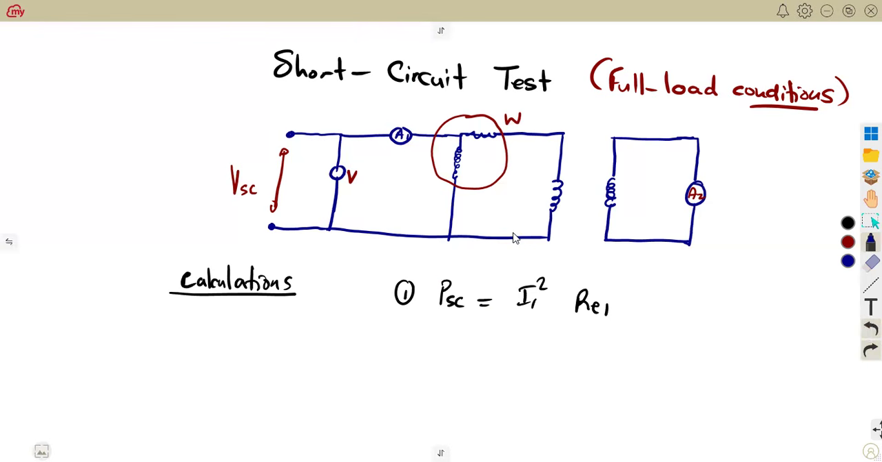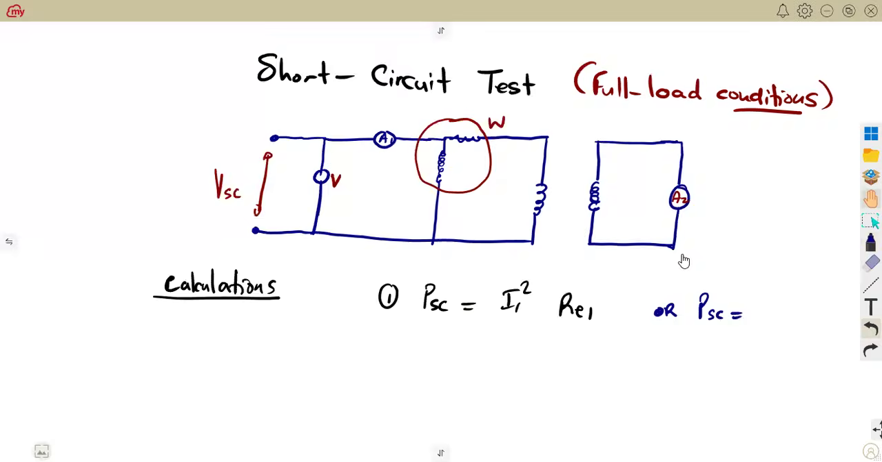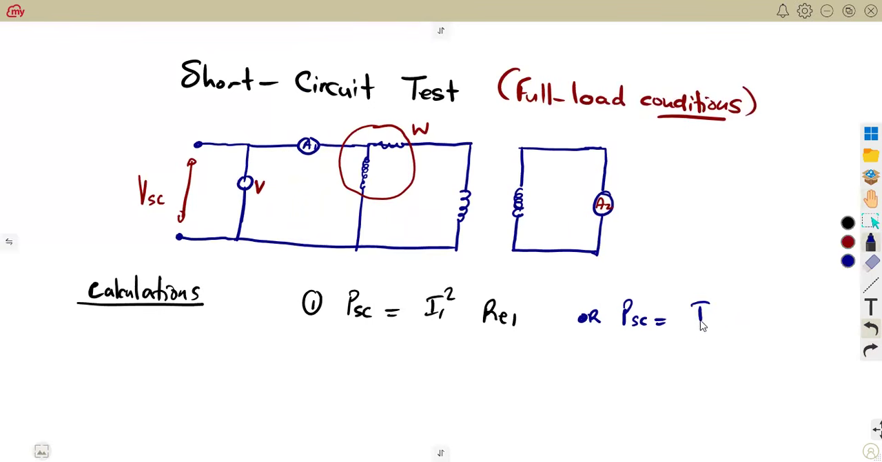Meaning to say, if we are considering this from the primary side, we can also consider it from the secondary side. The same short circuit power can be calculated. On the secondary side, we're going to have I2 times RE2. This is of the secondary side.